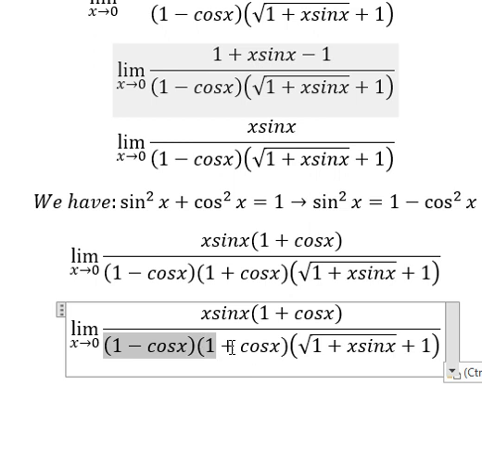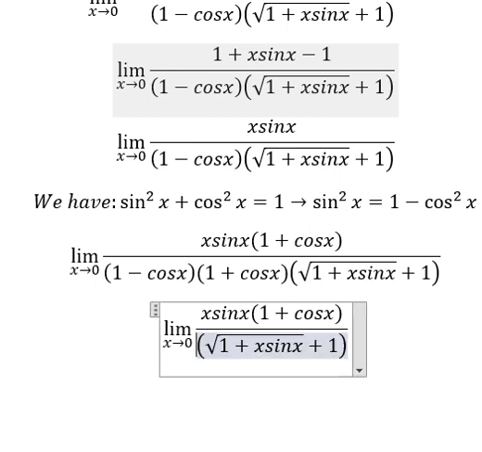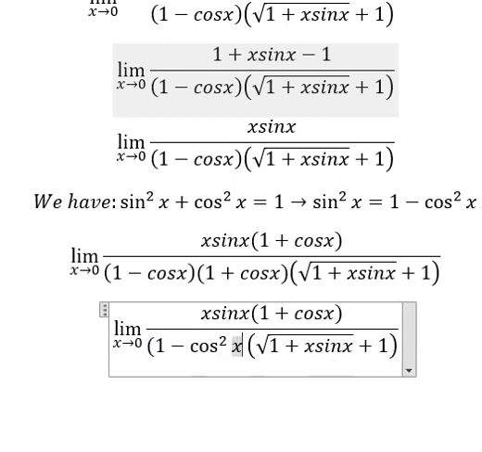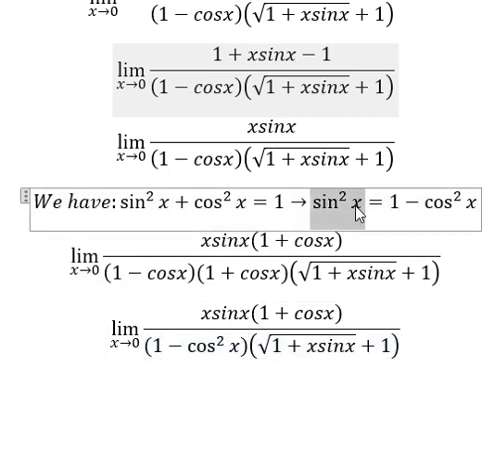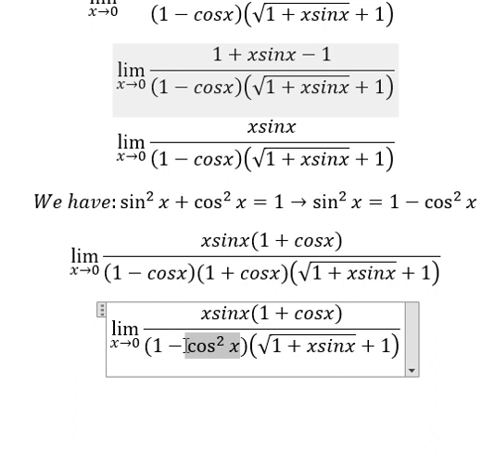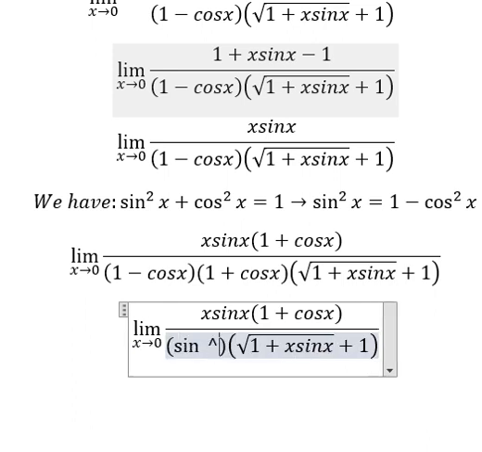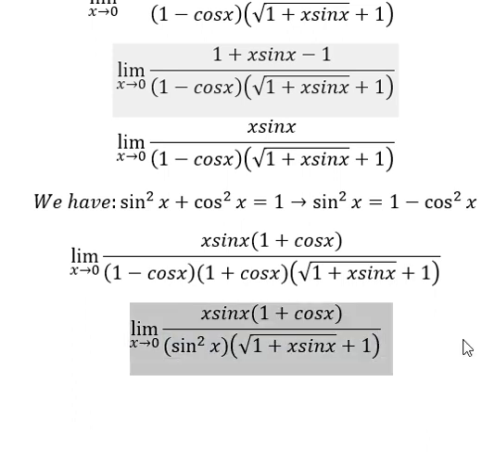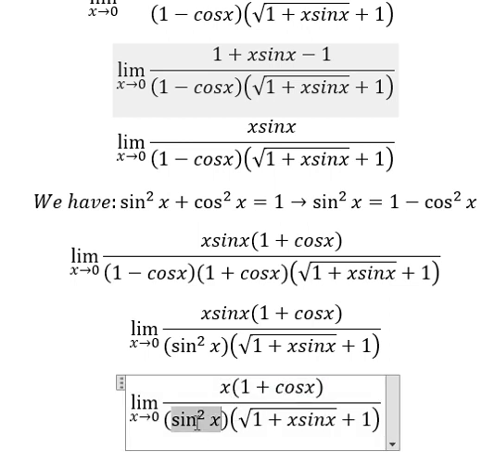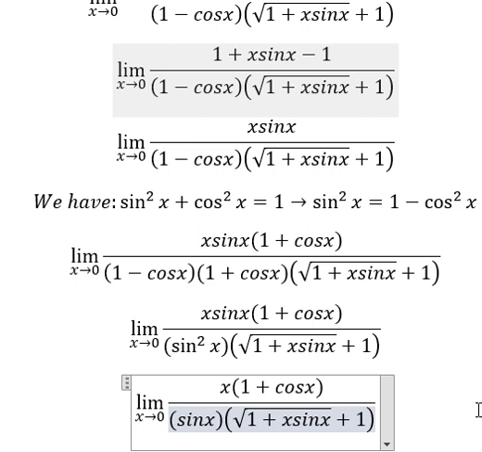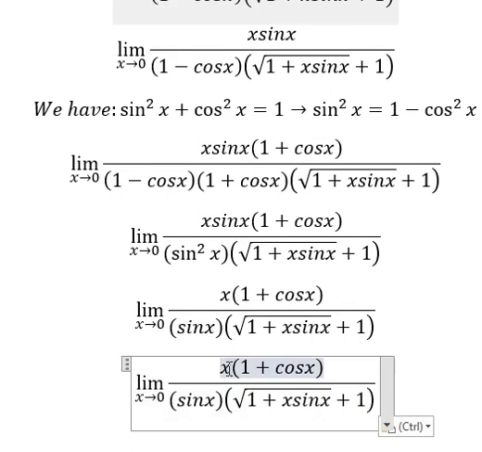And this one we have 1 minus cosine s squared. We know that 1 minus cosine s squared, that is about sin s squared. And now we can simplify sin s. Next, we divide both sides by s.